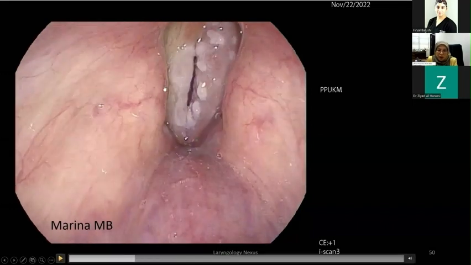Please look at the right amplitude and the left amplitude. It is clearly showing that the left vocal fold amplitude of the mucosal wave is reduced, and on the side where there is a type 4 vascular pattern, there's no vibration at all.